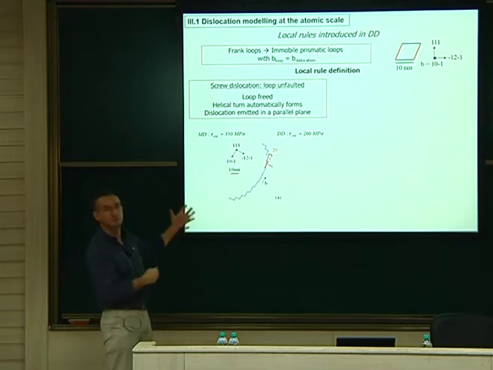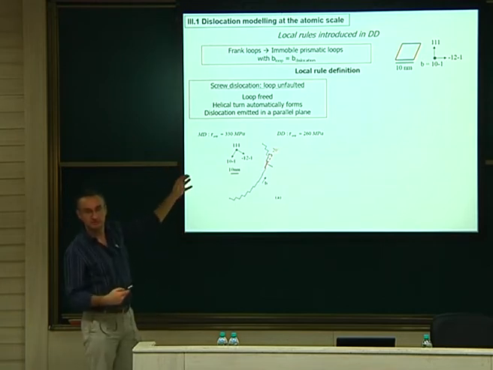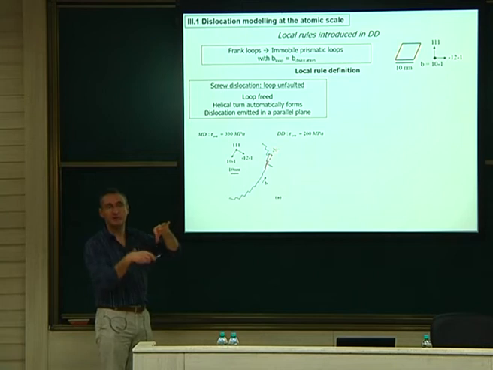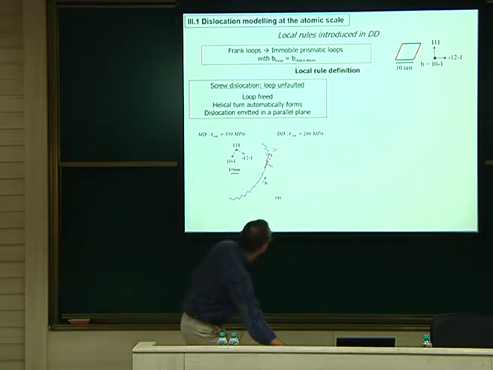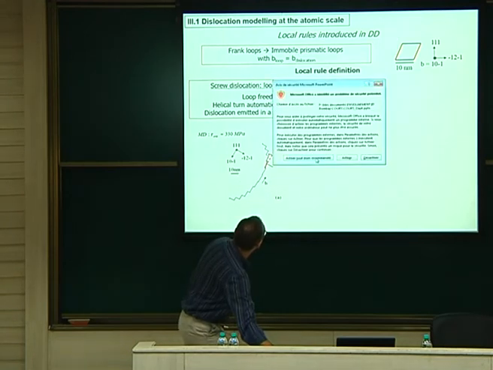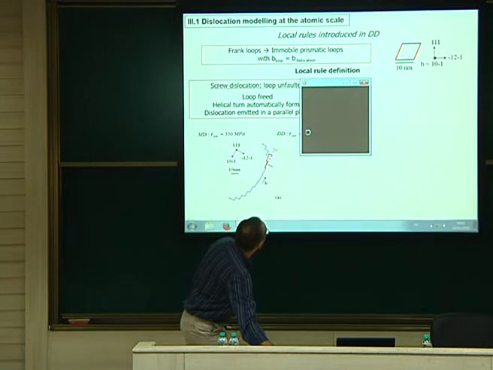So now the loop is unfaulted, and let's do what it wants. It will react and create the spiral, the helical turn, automatically. I can show you the movie, I think I had a movie here. So this is what happens.